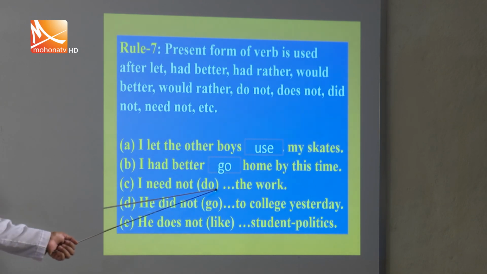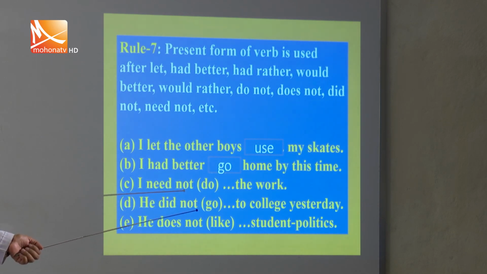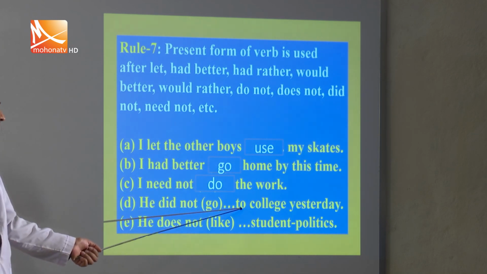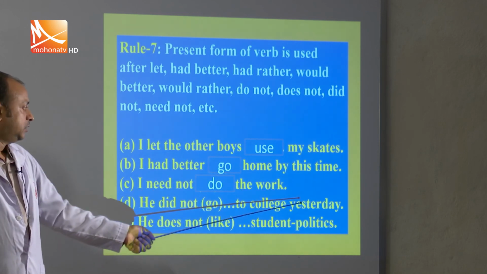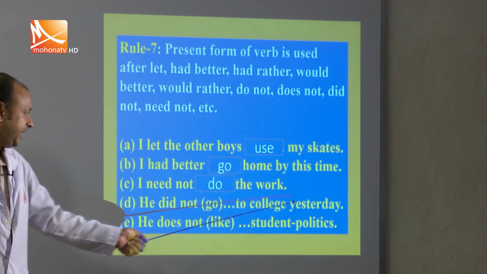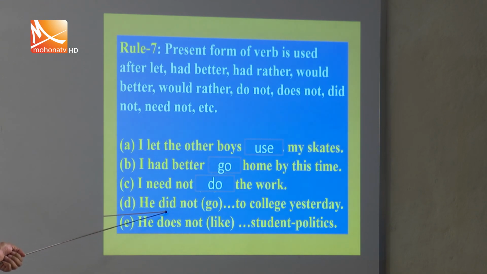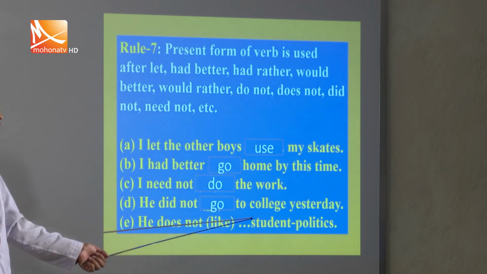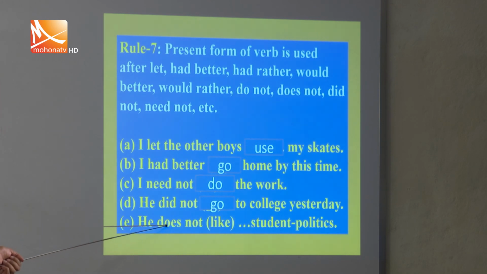Next example, I need not do the work. As we found here need not, after need not you know basic form of verb should be used, do. Next, he did not go to college yesterday. Yesterday is a past tense and did is a past tense indicating. So, after using do, did or does, we have to use basic form of verb. So, go will be unchanged. And he does not like student politics. So, after does not, we have to use just basic form of verb like.